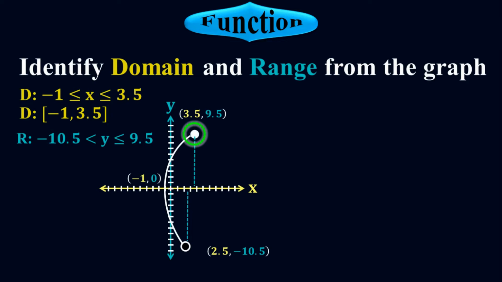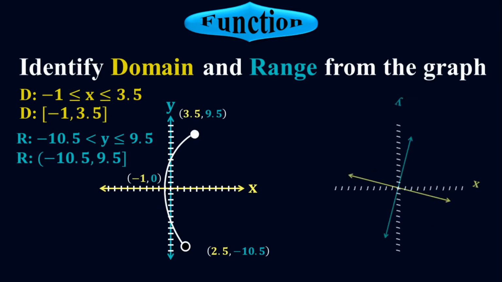Y is greater than negative 10.5. Negative 10.5 is not included because of the empty circle. Less than 9.5, including 9.5 because of the filled-in circle. For the negative 10.5, I don't have an equality sign. But for the 9.5, I have an equality sign as well because of the filled-in circle. Or to write it, negative 10.5, comma 9.5. I have a parenthesis with negative 10.5 because of the empty circle at the lower end of the graph, and a close bracket with 9.5 because of the filled-in circle on the upper end.